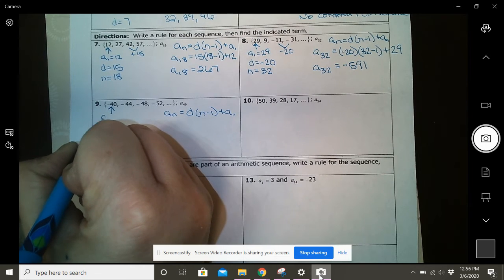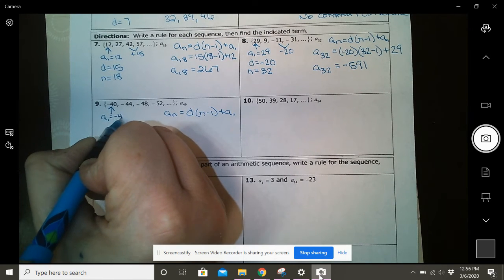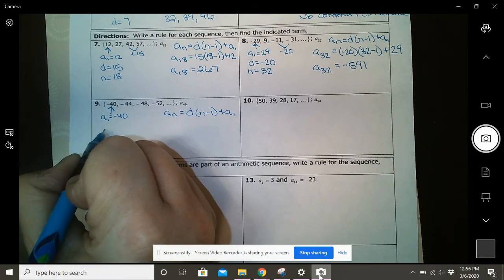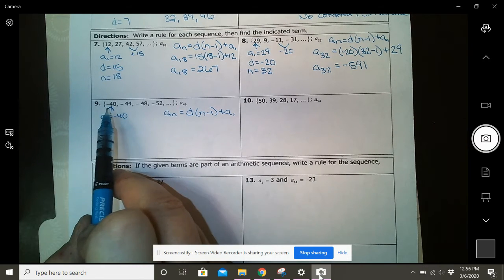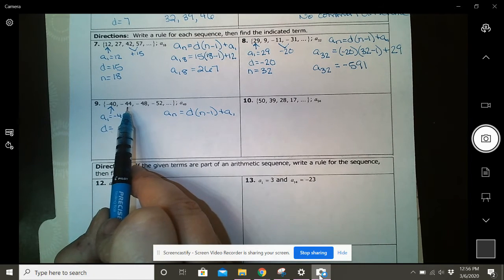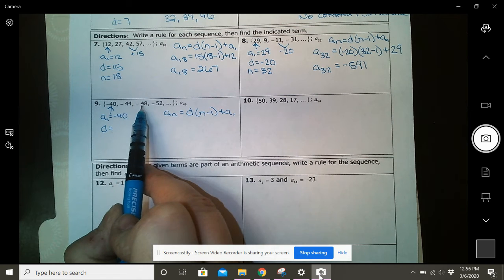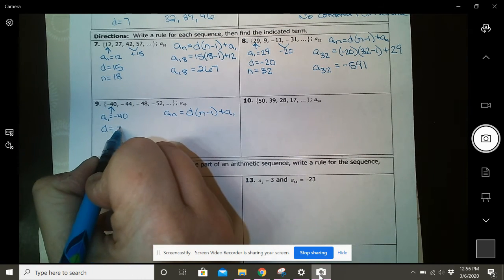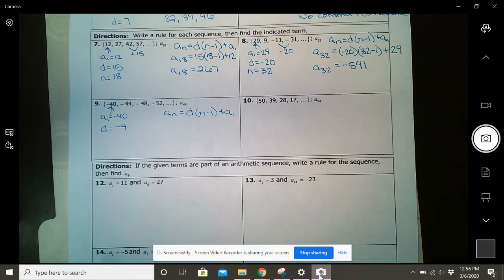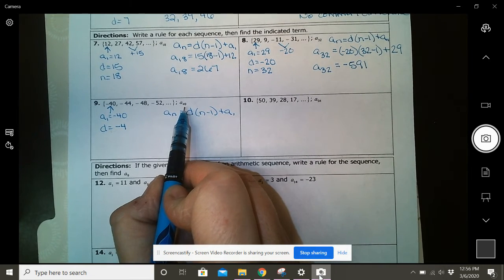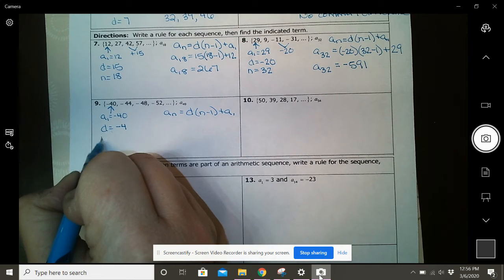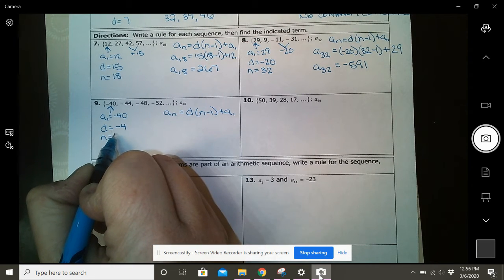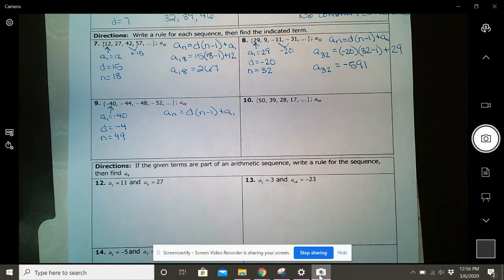Negative 40 is the first term of the sequence. The common difference, well, I'm going from negative 40 to negative 44, from negative 44 to negative 48. So what's happening between each term is I'm subtracting 4. I'm being asked to find the 49th term. No way do I want to write all that out. So my n value will be 49.